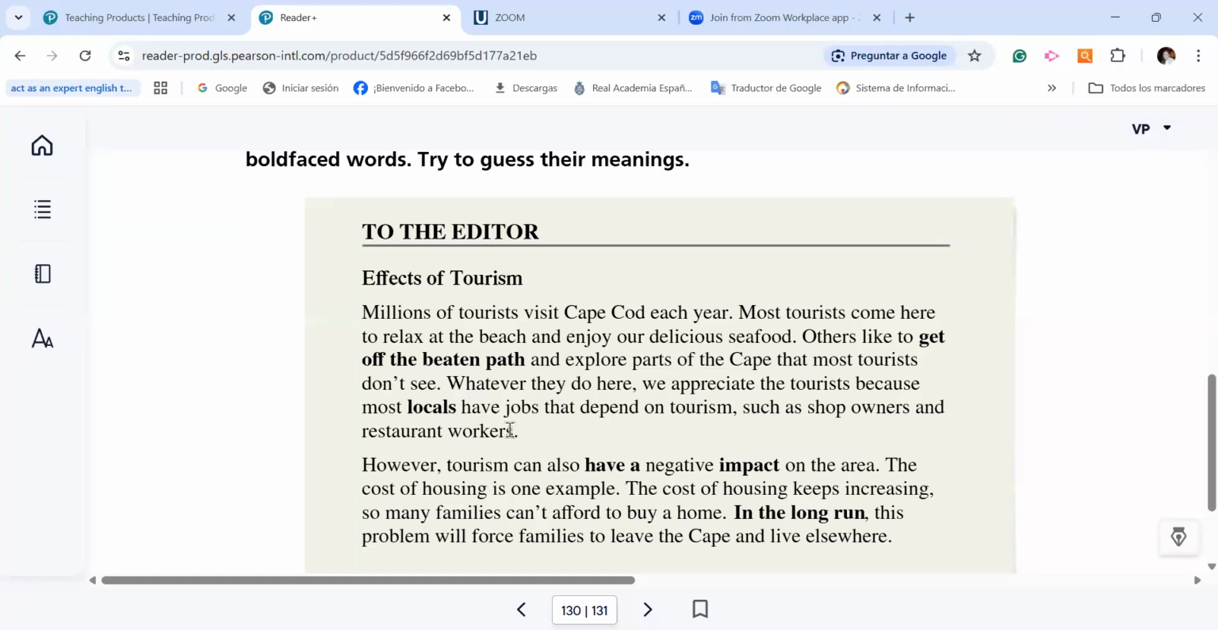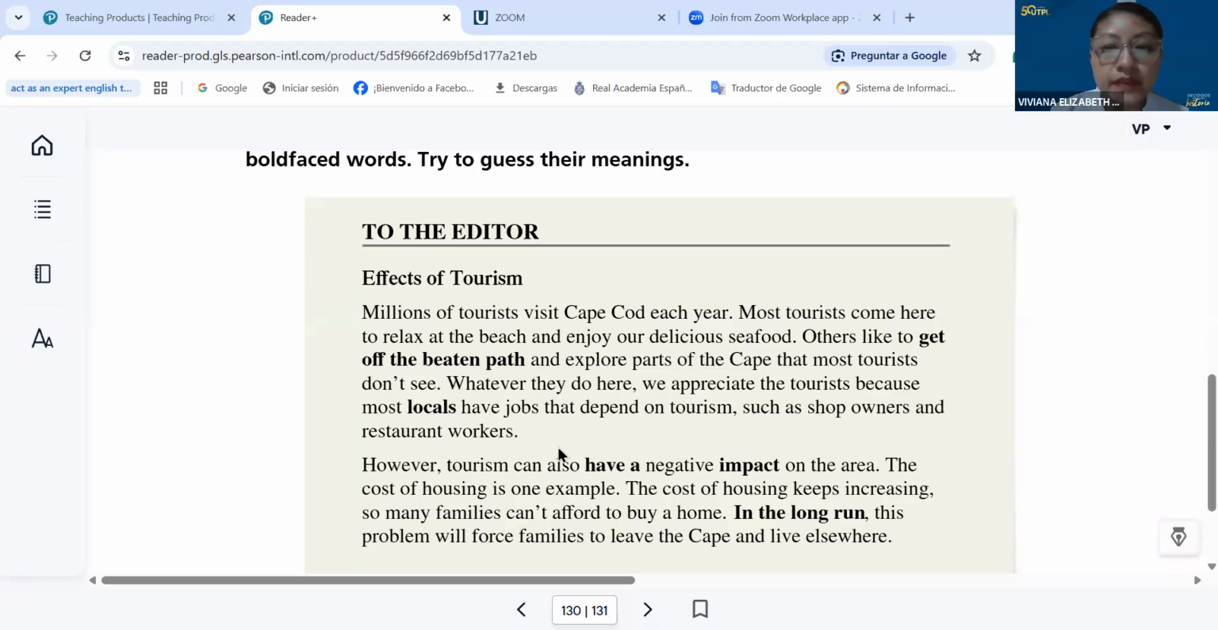A million tourists visit Cape Cod each year. Most tourists come here to relax at the beach and enjoy our delicious seafood. Others like to get off the beaten path and explore parts of the Cape that most tourists don't see. Whatever they do, we are there for the tourists because most locals have jobs that depend on tourists, such as shop owners and restaurant workers. Okay, thank you, Kayla.